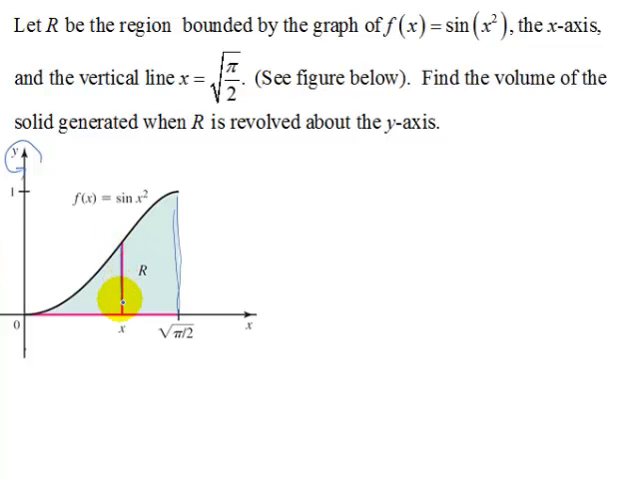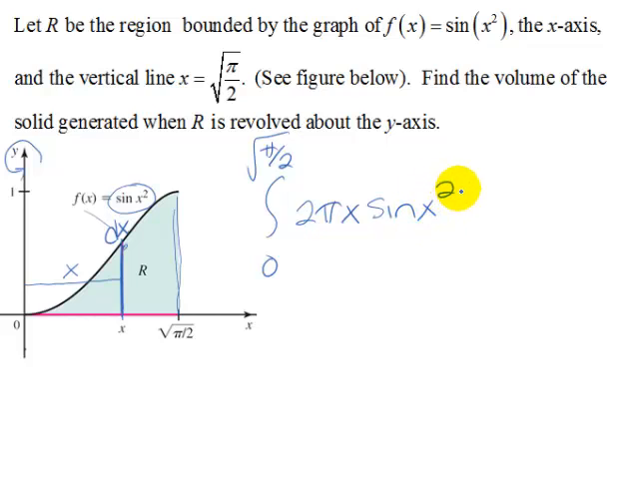So as we look at these cylindrical shells, we can see that we would have a little thickness dx. And as we rotate this around, then we can see that the length of that is going to be the circumference, with this being our radius. That's going to be the x value. So we are going to integrate between 0 and square root of pi over 2. Our length is our circumference, 2 pi x. And our height here is just going to be our y value. In terms of x, that's going to be sine x squared. And then our little thickness dx.